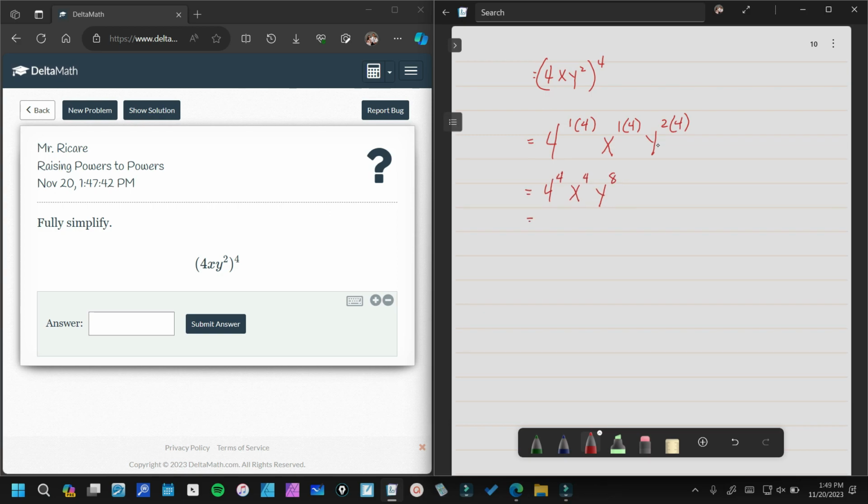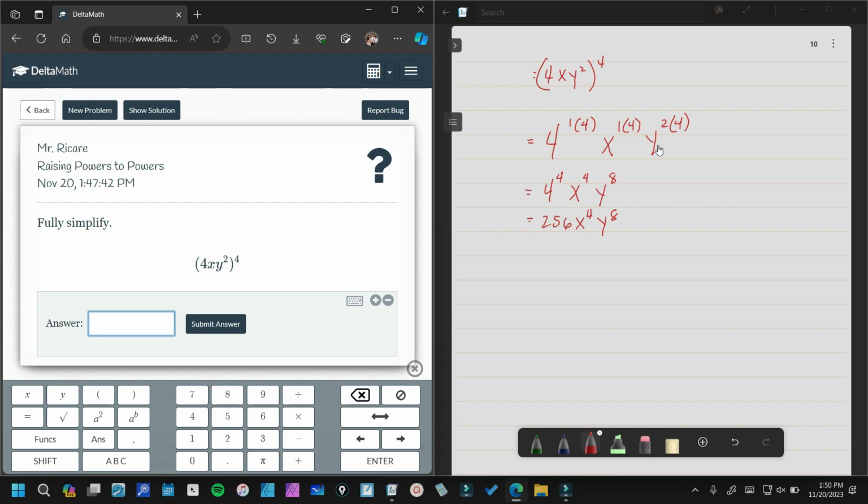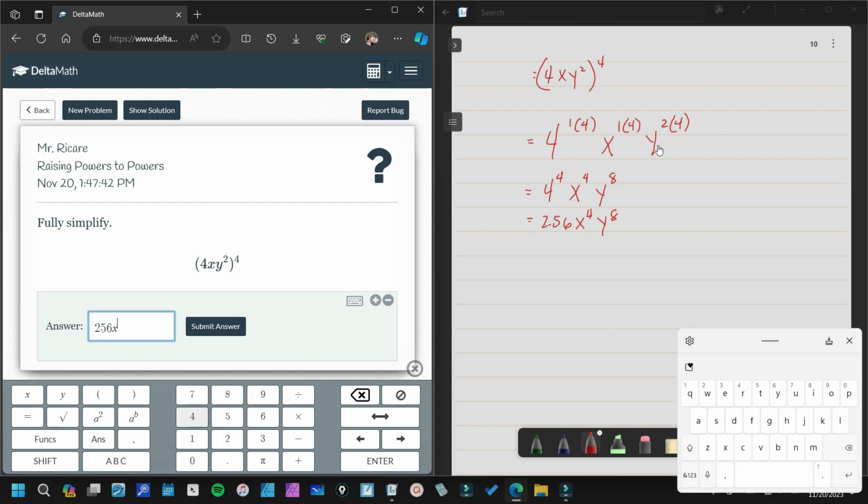Now what is 4 raised to 4? What is the equivalent of that? Well, that means 4 times 4, which is 16, right? Times 4, which is 64, right? Times 4, which is equivalent to 256. So 256, x raised to 4, y raised to 8. That's what I meant. There you go.